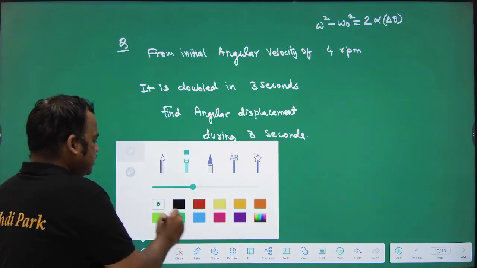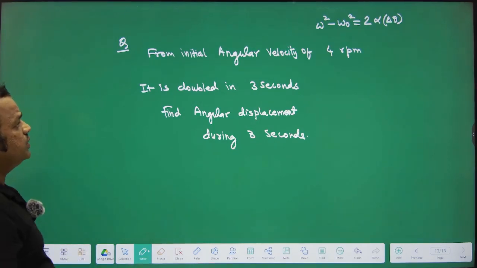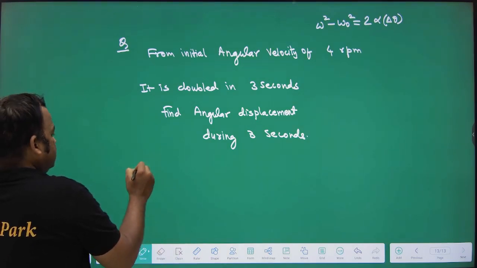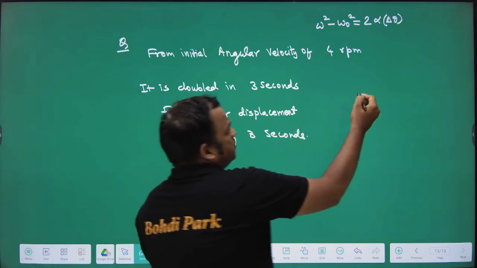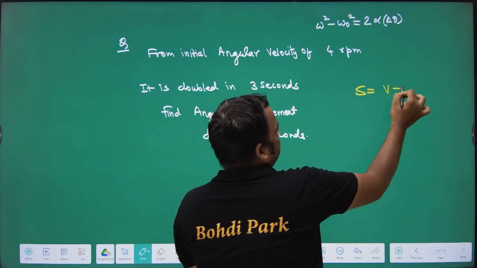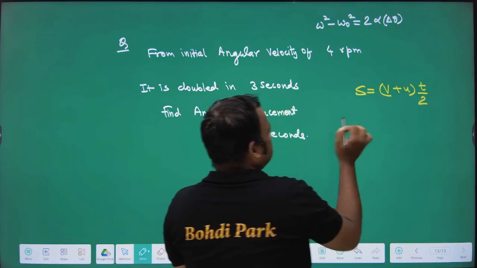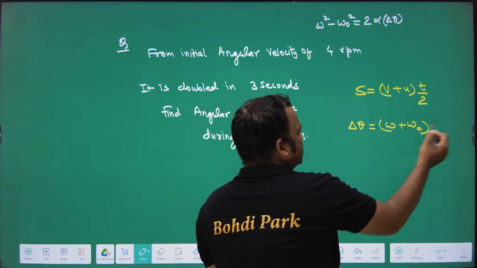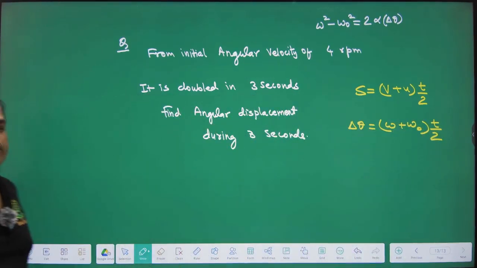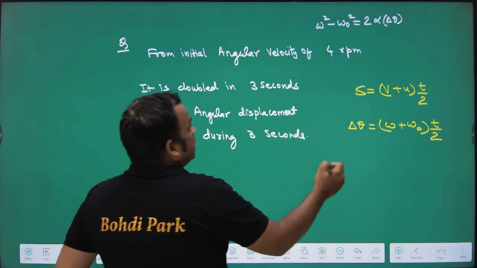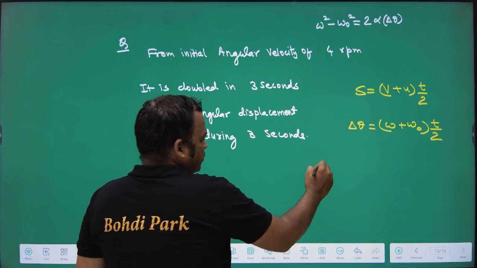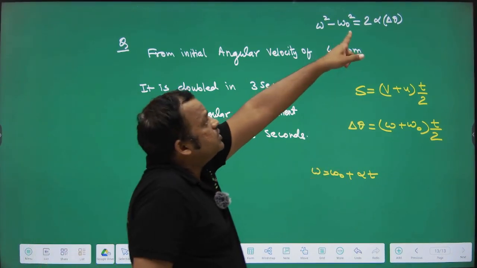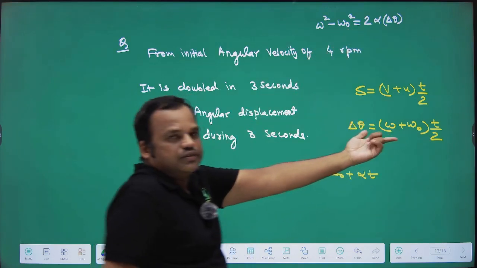So now to solve this question, we have two methods. We can use one more equation. We know that in linear motion S is equal to V plus U into T by 2. So we can use this type of equation. So we have delta theta is equal to omega plus omega naught into T by 2. Or another method is to find alpha first. So omega is equal to omega naught plus alpha t. We will find alpha, then we will use this equation, or directly we can use this equation.